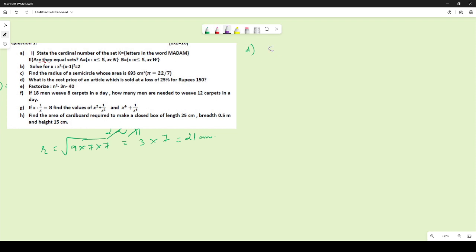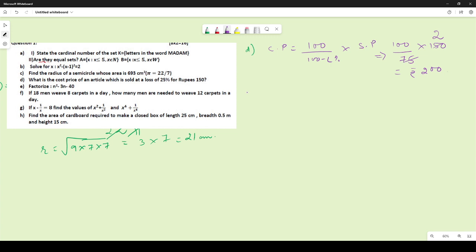CP निकालना है. CP is equal to 100 by 100 minus loss percent into SP. बहुत लोगों ने फॉर्मूला गलत लिखा है. This implies 100 by लॉस कितना है 25%, 75 into SP, that is 2. That makes it rupees 200. CP डायरेक्टली फॉर्मूला अप्लाई करने से आ जाता. बहुत सारे लोगों ने SP को CP मान लिया है और उसका परसेंटेज निकाला है जो गलत है.